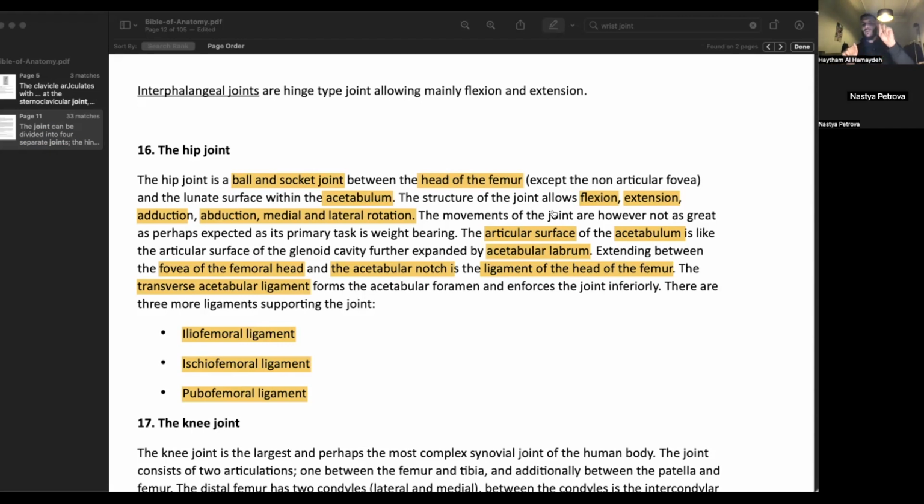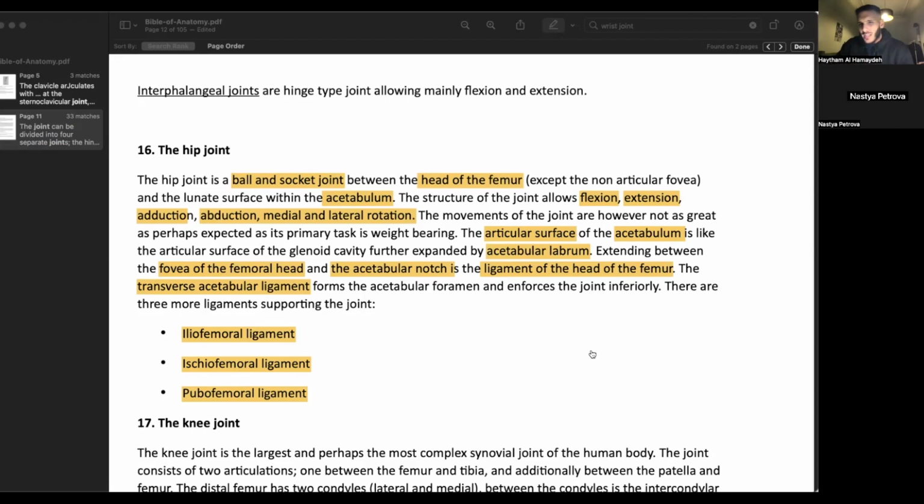So we know the bones involved. Second thing we want to know, type of joint. As we know, it's ball and socket. Now we want to know the articular surfaces: head of femur and acetabulum. Fourth, we want to know movements. It's a ball and socket, so how does it move? You need to know flexion, extension, adduction, abduction, lateral and medial rotation.